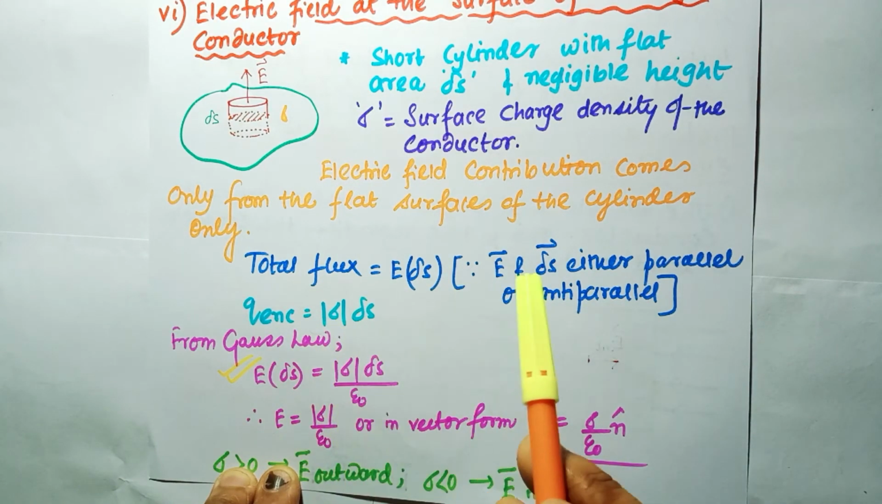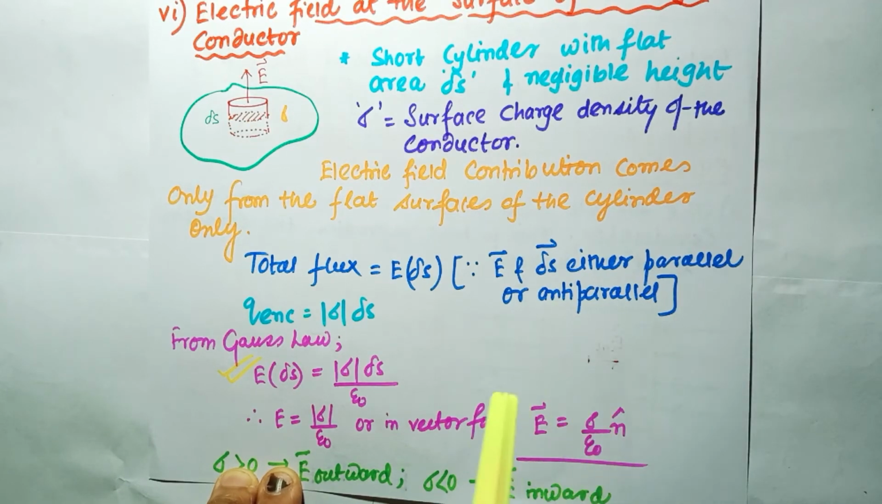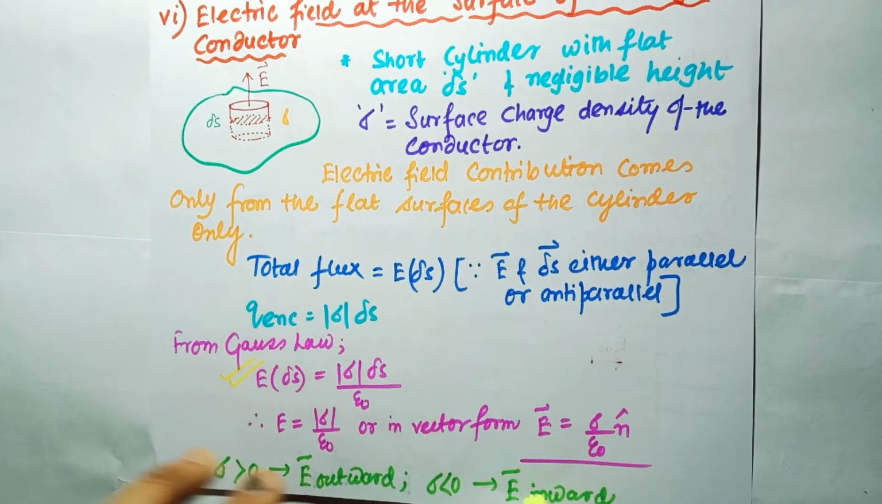It means for some cases sigma can be positive, because the charge density is positive, and for some cases sigma can be negative. So from Gauss's law we can write that E delta S is equal to mod of sigma times delta S divided by epsilon naught. So the magnitude of the electric field will be mod of sigma by epsilon naught, or we can write it in vector form as E vector is equal to sigma by epsilon naught n cap.